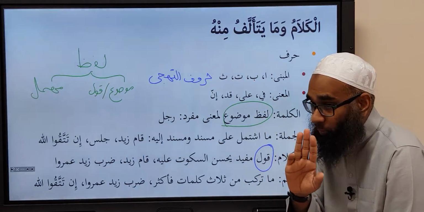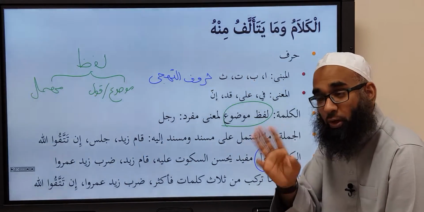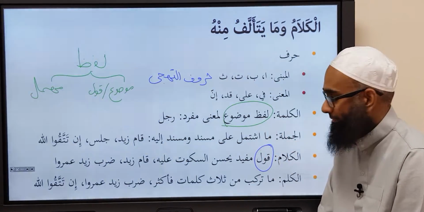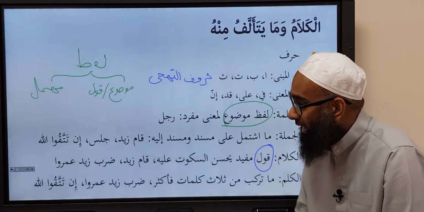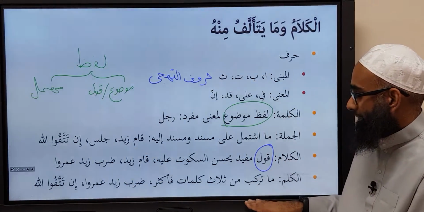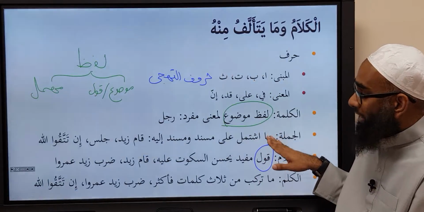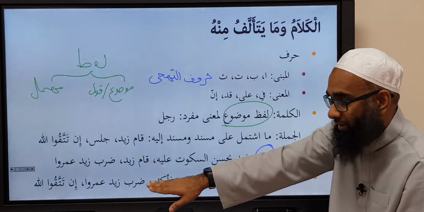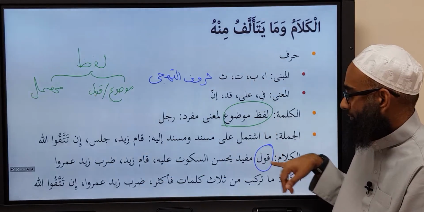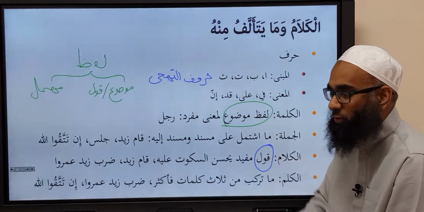It has to have 3 or more words. There's no qayd of mufid or ghayr mufid, or yahsun sukutu alayh. So for example, daraba zaydun amran is what? Kalim. It's kalim, it's kalam, it's jumla. In tattaqullah is kalim, but it's not kalam. Why? It's not mufid. It's not yahsun sukutu alayh.